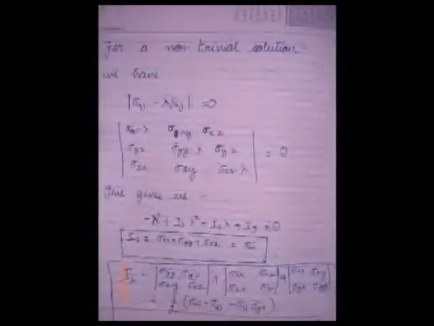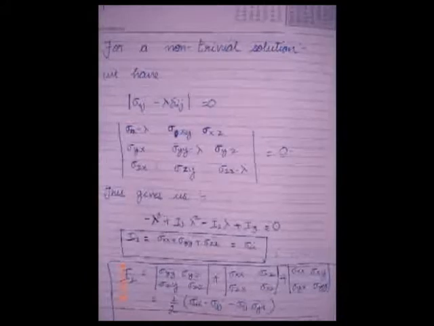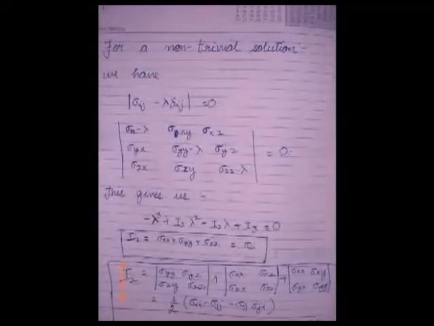Now for this equation to have non-trivial solutions, we set the determinant of the entity in brackets to be 0. So setting the entity to be 0, we have the following equation. This whole determinant is equal to 0, and solving this determinant, we get this particular equation, which is a cubic equation for the entity lambda.